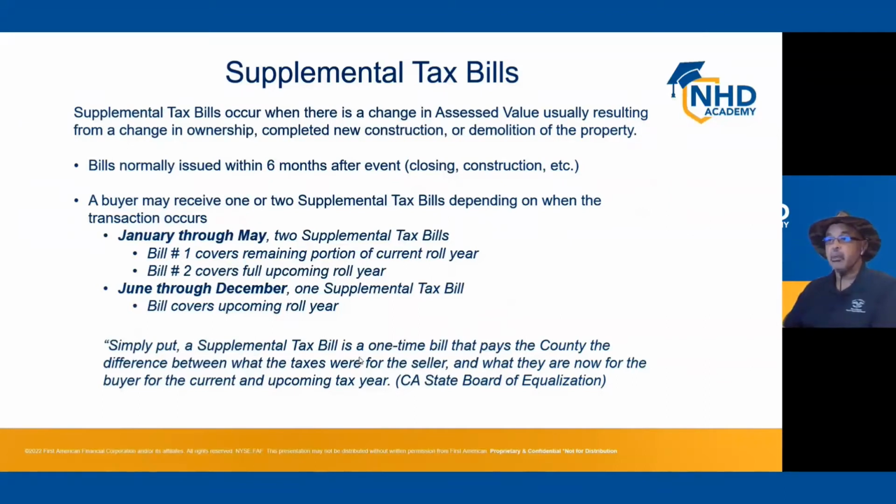And simply put, a supplemental tax bill is a one-time bill that pays the county the difference between what the taxes were for the seller and what they are now for the buyer for the current and upcoming tax year. And that's a quote from the California State Board of Equalization.